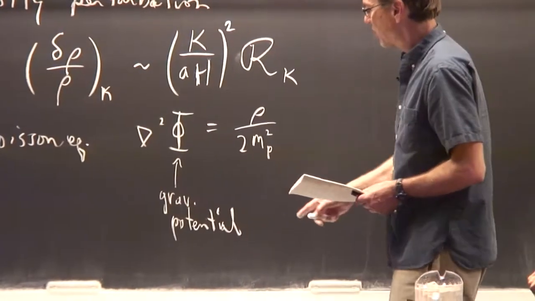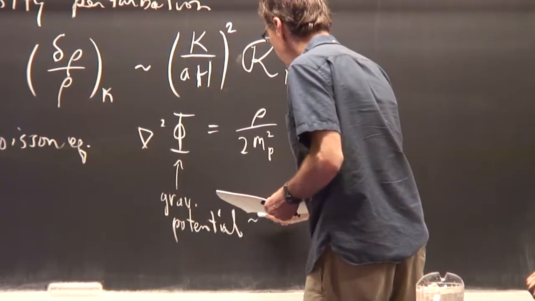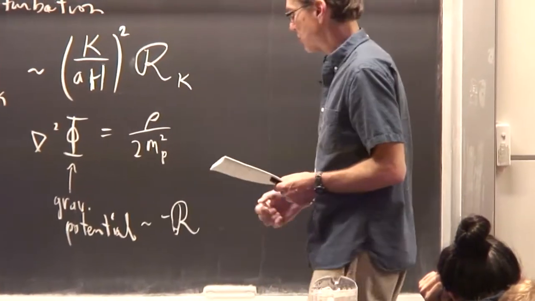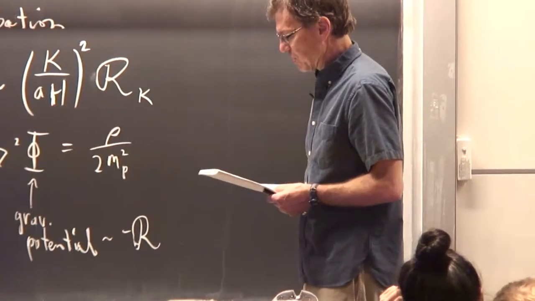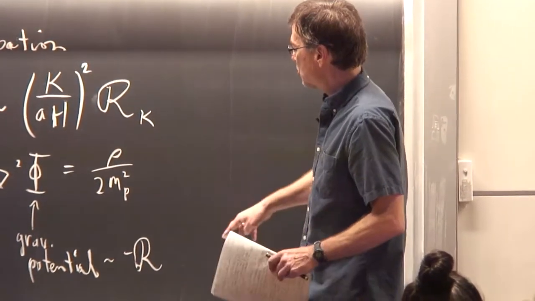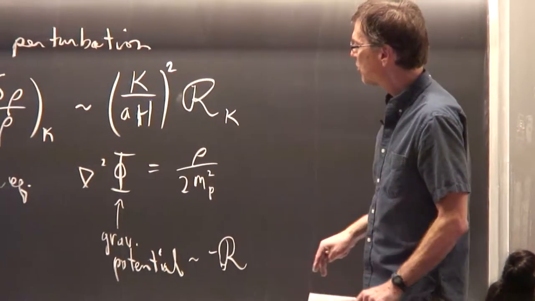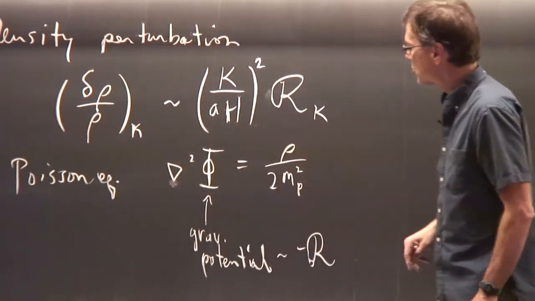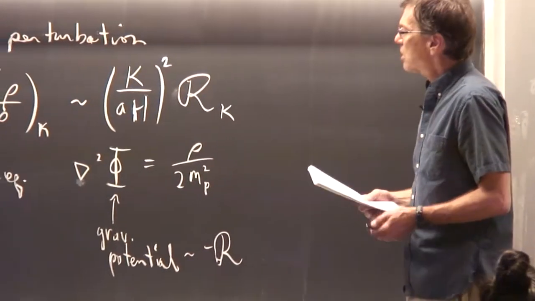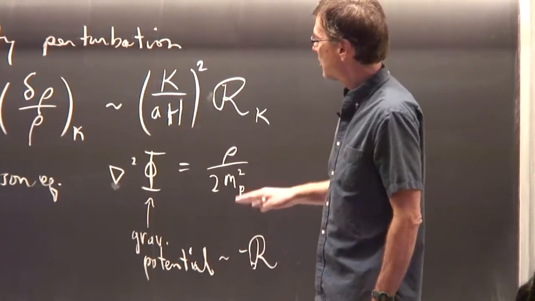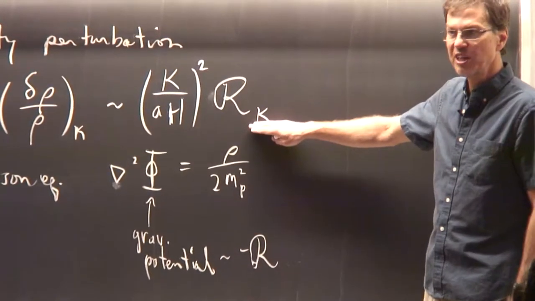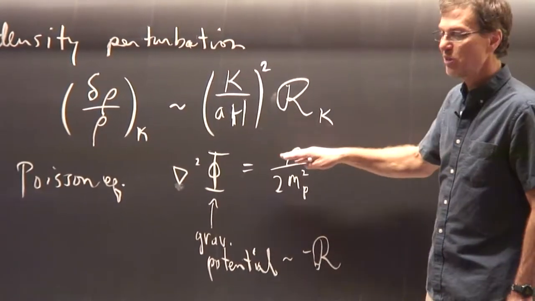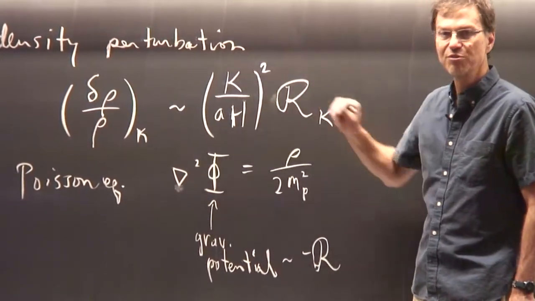And it turns out that this gravitational potential is approximately equal to minus this curvature potential. And so now you can see where this factor is coming from. In k space, the del squared becomes a k squared. So what it means is that the density perturbation, unlike the curvature perturbation, which is nearly scale invariant, is not scale invariant. Its power spectrum, it goes like the square of this, goes like k to the fourth.